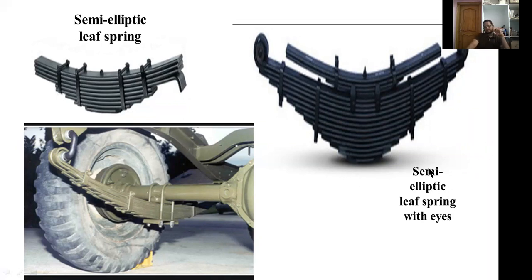Okay, how to represent these leaf springs? This one is a leaf spring without eye. This one is a leaf spring with eye. These circular shapes are called eyes. This one is without eye. This one is with eye.